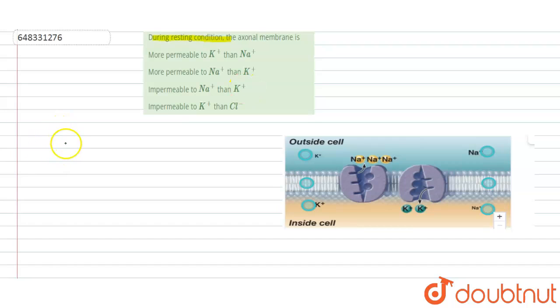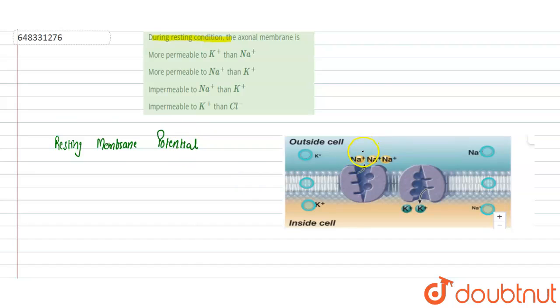So if we talk about the resting potential across the axonal membrane, the neuronal membrane, at the resting membrane potential there is completely closure of the sodium ions.